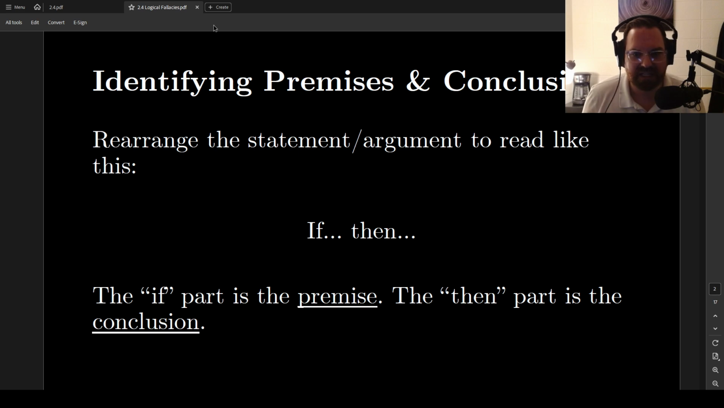In any case, statements and arguments are typically read like if, then. The if part is the premise. The then part is the conclusion. So if A happens, then B happens, right? So let's go to the next slide.